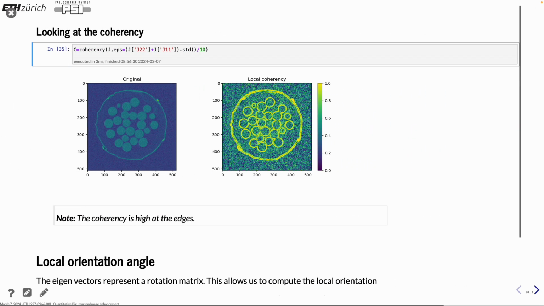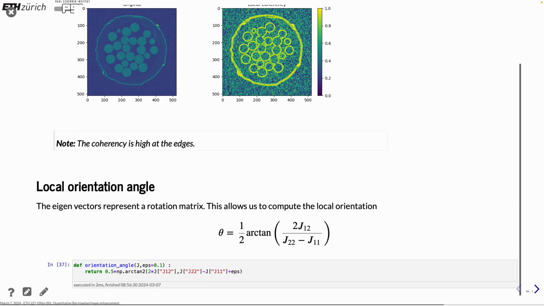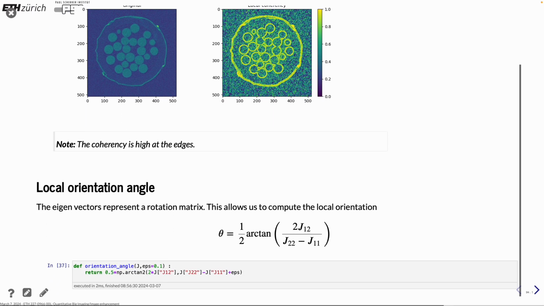Here's an example. We can see in this image with the balls that around the edges of all the items we have a high local coherency, so there is a preferential direction in this area. And somehow I forgot to split this into 2 slides. But with the help of the components in the structure tensor, you can also compute the local orientation angle according to this equation.